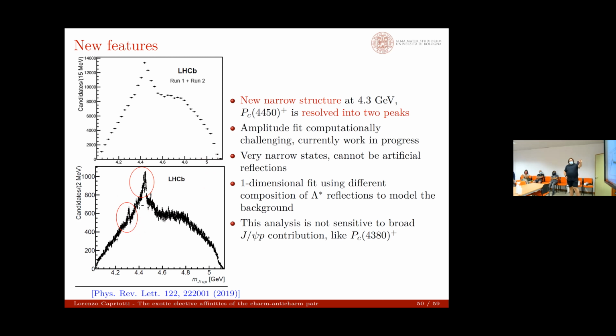An amplitude fit for this state is very expensive computationally. So it is ongoing, but it's not easy. But the problem is that they are very narrow. So all 3 states are very narrow, so they cannot be reflections. Reflections by nature are quite wide. So it is enough just to perform a one-dimensional fit, just to start having a look at their masses and widths. And of course, this analysis is not sensitive to any broad contribution as in the previous analysis.